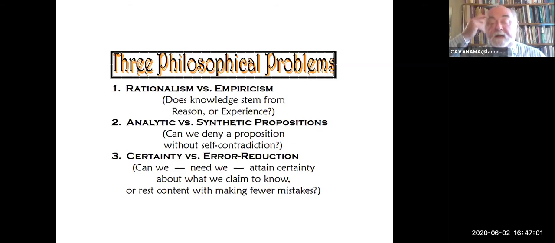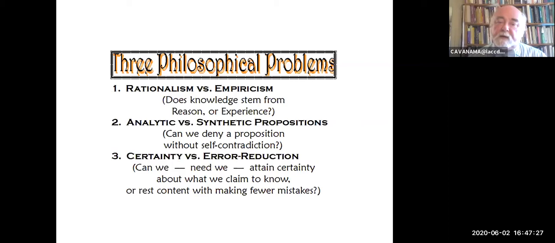And the last question we're going to get into is certainty versus error reduction. What this question is really about is, what's knowledge for? What is the goal of our knowledge? Do we need to look for certainty, settle for nothing less than certainty, or can we rightly, sensibly settle for something that's less than 100% certain?